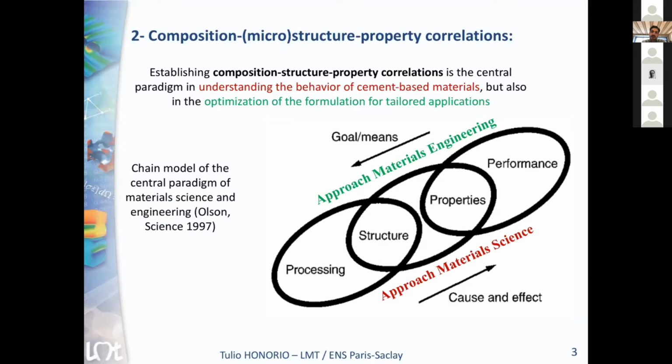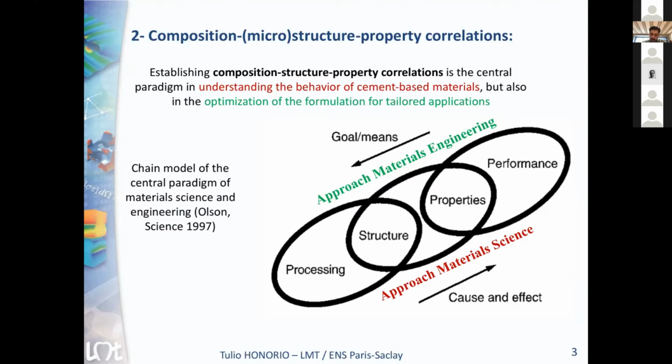Another way of looking at the same problem of establishing this kind of correlation is to try to define a given performance, a target performance, a target property. Let's say you want a material that complies with a certain criterion regarding cracking or elastic properties, and how we can optimize the formulation, the mix design, in order to comply with the target performance. So we can look at the problem both ways.